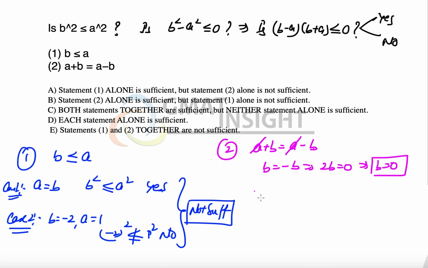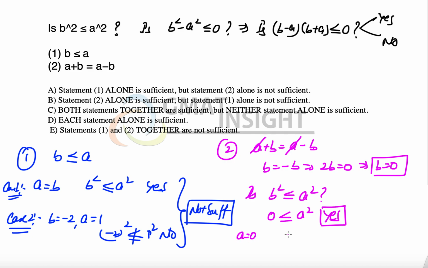Now the question is, is b square less than or equal to a square? Now this becomes, b square has to be 0. Can 0 be less than or equal to a square? Then the answer is always yes, because irrespective of what value a takes, even if a is 0, the result is equal. If a is anything greater than 0 or less than 0, a square is always positive and the answer will still be yes. Right? So we can take all the three possibilities.